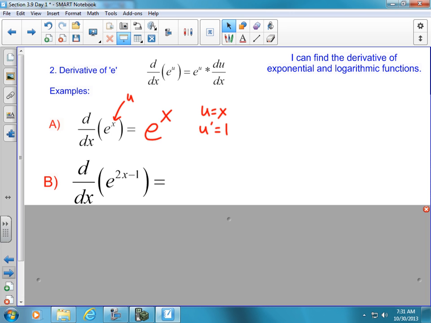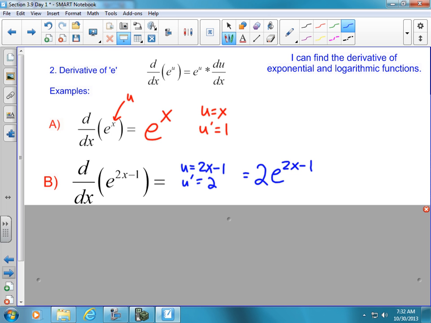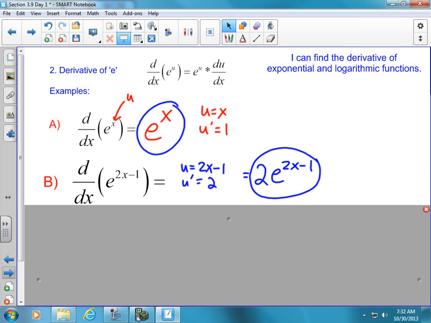Okay, next. Let's try another one. Might be a little more complicated. This time, we have a u of 2x minus 1, and therefore our derivative equals 2. So the derivative of e to the 2x minus 1 is just itself, e to the 2x minus 1, times the derivative of the top, which is 2. So that is our answer for part B.